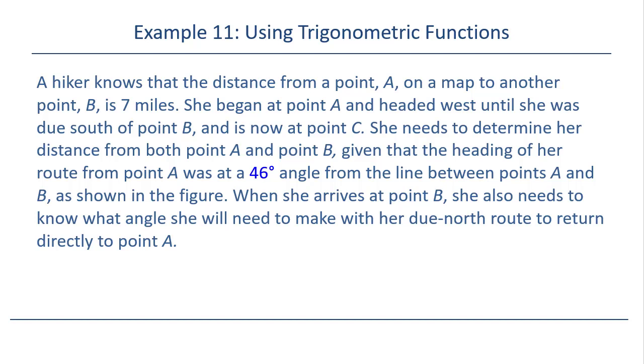A hiker knows that the distance from a point A on a map to another point B is 7 miles apart. She began at point A and headed west until she was due south of point B, and is now at point C. She needs to determine her distance from both point A and point B, given that the heading of her route from point A was at a 46-degree angle from the line between point A and point B, as shown in the figure. I know this is making your head swim, but once I show you the figure, it'll make more sense. When she arrives at point B, she also needs to know what angle she will need to make with her due north route to return directly to point A.